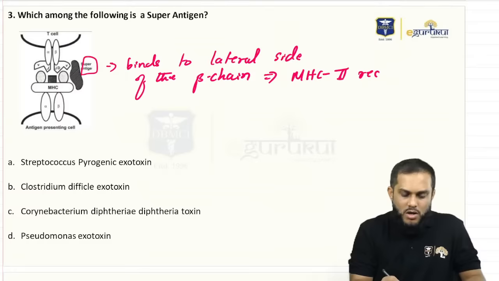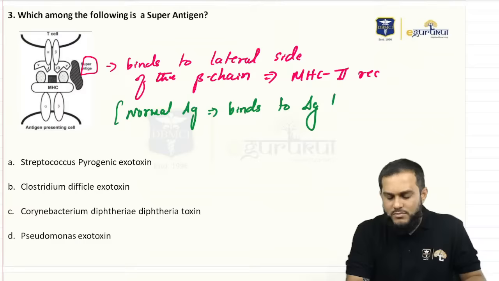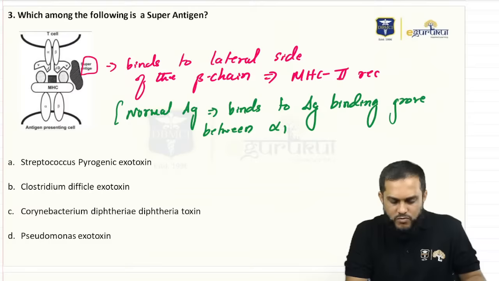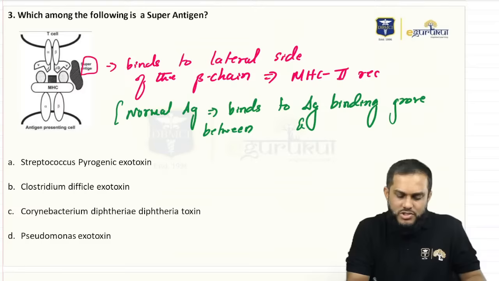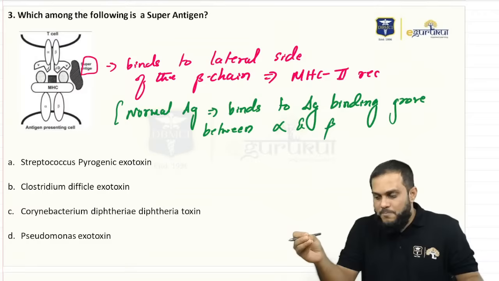Whereas a normal antigen binds to the antigen binding groove, which lies between alpha 1 and beta 1, or between the alpha chain and beta chain, the alpha 1 subunit and beta 1 subunit. So a normal antigen binds to the antigen binding groove between the alpha and beta chain. Whereas a super antigen binds to the lateral side of the beta chain.